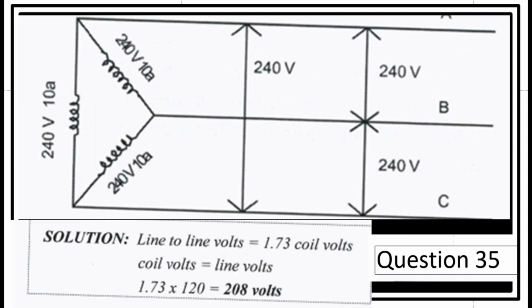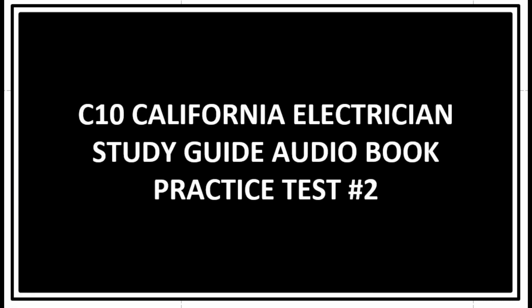Question 35. Using the drawing, what is the voltage for A, B and C? 208 volts.